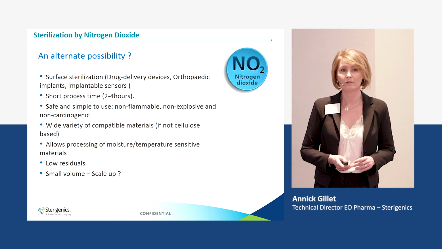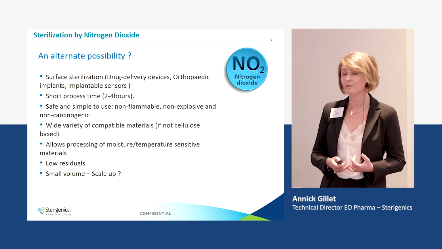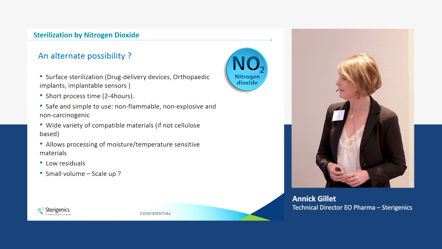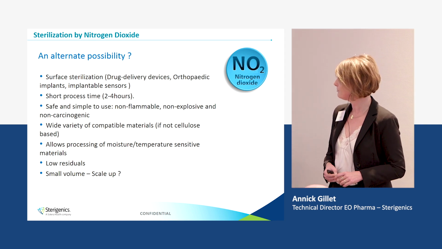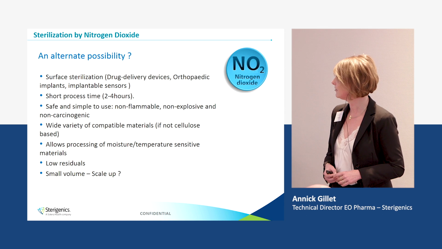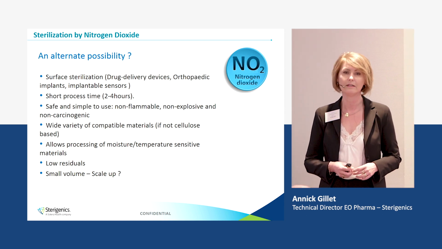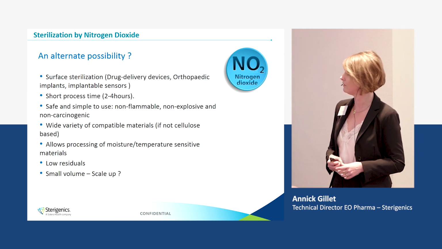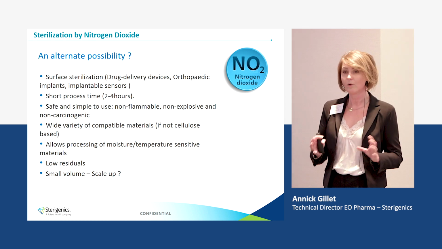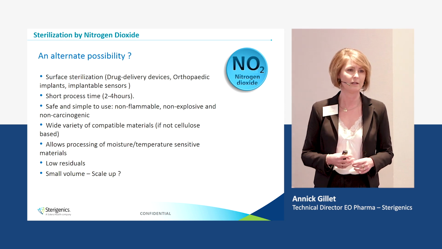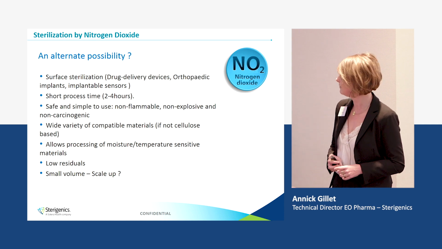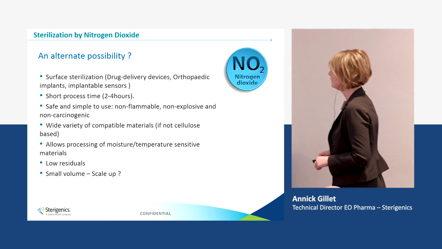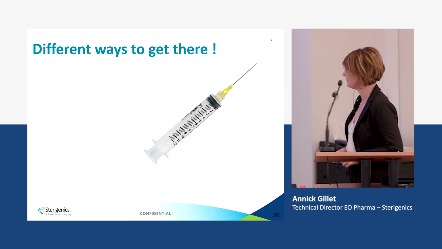It's quite compatible with a lot of material, but not with a cellulosic-based material. So there you need to be careful. And we go back to the packaging definition we talked about before. It's good for temperature-sensitive product because the process is running, let's say, between 10 degrees and 30 degrees. The residuals are lower. For now, that's small volume possibilities. Maybe scale-up will come, but for now, it's still ongoing. But maybe that's something you could consider for the sterilization of your medical devices.